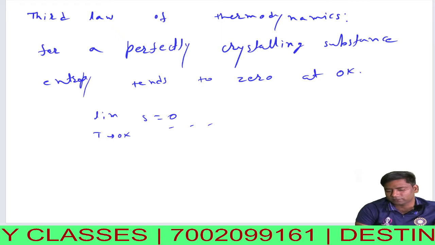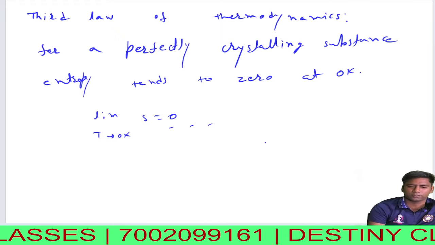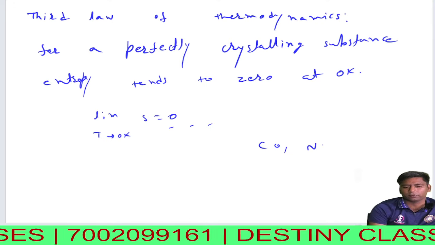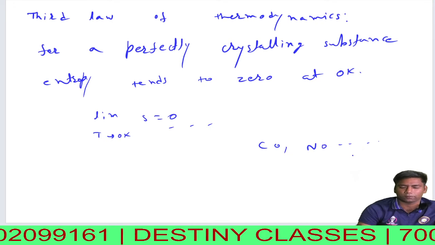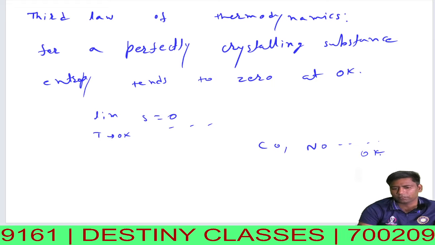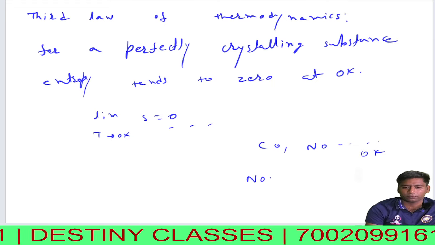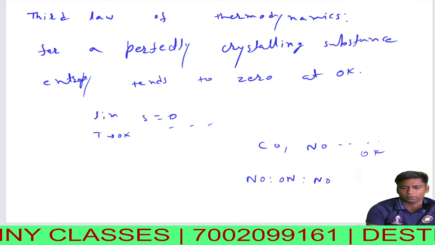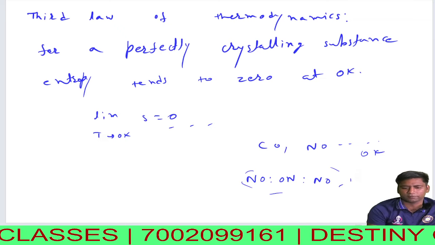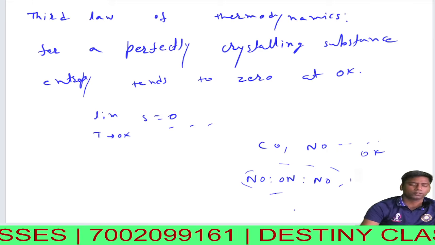But even some molecules like CO and NO show some entropy even at 0 Kelvin, because they form arrangements like NO, ON, and they have dissimilarity in their pattern, like CO, OC, CO.